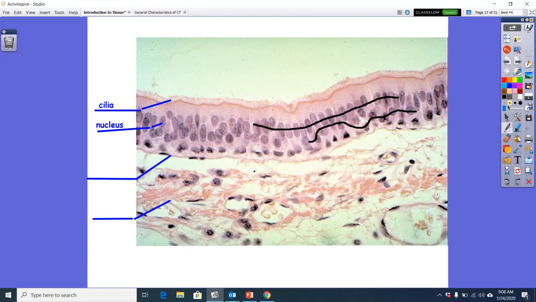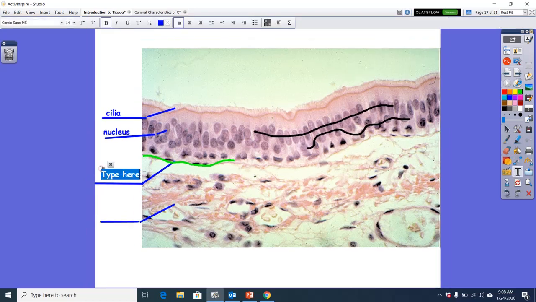Remember that the connection between the epithelial tissue and the connective tissue is right here. Okay, and that would be your basement membrane. That basement membrane is sticky, but it's also semi-permeable. You want to have some kind of passageway of nutrients and oxygen in through that basement membrane.